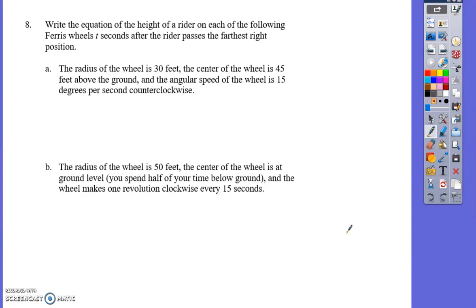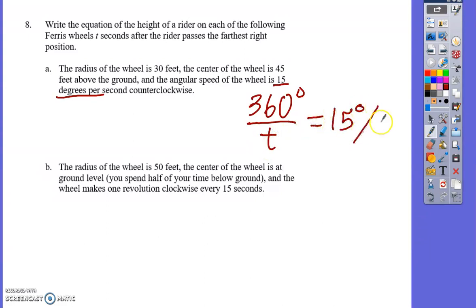So they've actually told you how many degrees it's passing through instead of how long it takes to complete a revolution. So they've already done the division for you in question A. They've told you the angular speed, how many degrees per second, which is what we find when we take 360 and divide it by the time it takes to complete a cycle. So they've already taken 360 and divided it by some time and gotten 15 degrees per second.